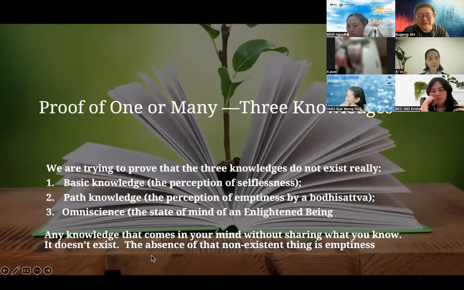So, we said that emptiness is the absence of that non-existent thing, the knowledge that comes to your mind without sharing what you know. All right, so this is emptiness. Emptiness is the absence of the impossible thing.